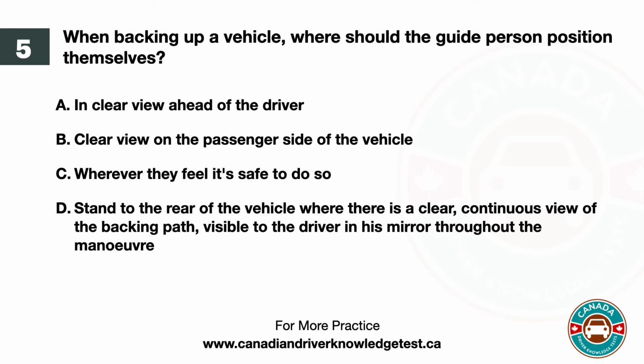Question 5. When backing up a vehicle, where should the guide person position themselves? A. In clear view ahead of the driver. B. Clear view on the passenger side of the vehicle. C. Wherever they feel it's safe to do so. D. Stand to the rear of the vehicle where there is a clear, continuous view of the backing path, visible to the driver in his mirror throughout the maneuver. The answer is D. Stand to the rear of the vehicle where there is a clear, continuous view of the backing path, visible to the driver in his mirror throughout the maneuver.